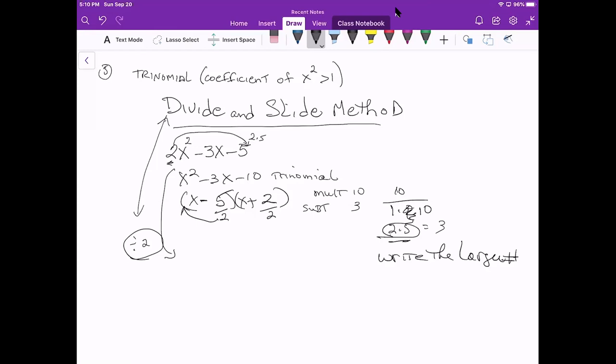So this doesn't divide evenly into the 5, slide it over. 2x minus 5. This divides nicely, it's a 1. So that's x plus 1, and that's your answer.